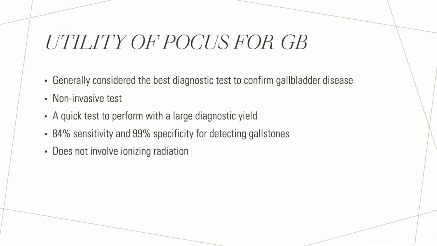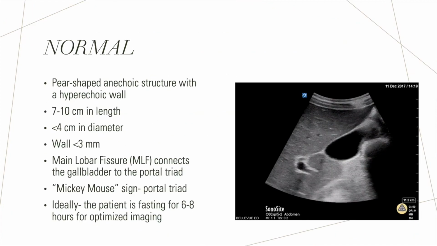So what is the utility of POCUS for gallbladder? Generally, this is considered the best diagnostic test to confirm gallbladder disease. It's a non-invasive test. It's a very quick test to perform with a large diagnostic yield. It has about 84% sensitivity and 99% specificity for detecting gallstones, and it doesn't involve ionizing radiation like CT scans.